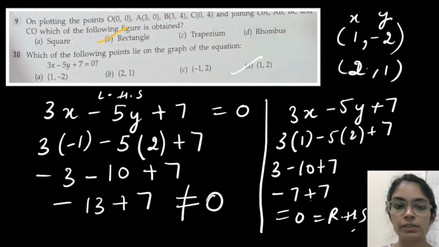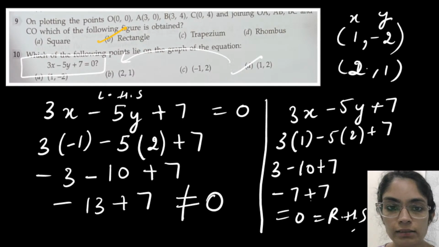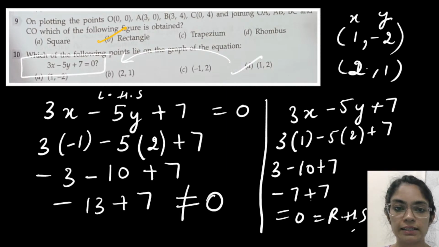I hope this question is clear. Whenever you have to find which option is correct in a question like this, you do direct substitution and find it. The left hand side should be equal to the right hand side in such cases. So question number 11.